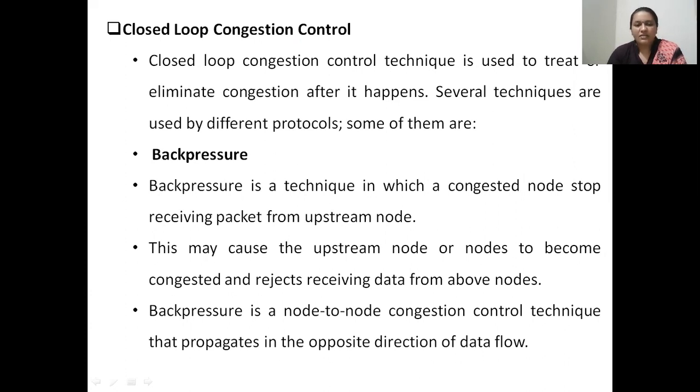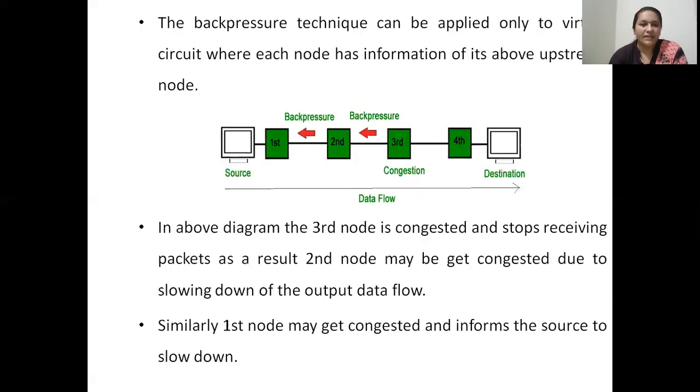So like this pressure propagates back till the source node, and after some time automatically the congestion will reduce because the flow of packets will reduce. So back pressure is a node to node congestion control technique. As it propagates in the opposite direction of the data flow, we call it as a back pressure technique. So this picture shows the back pressure technique quite nicely.